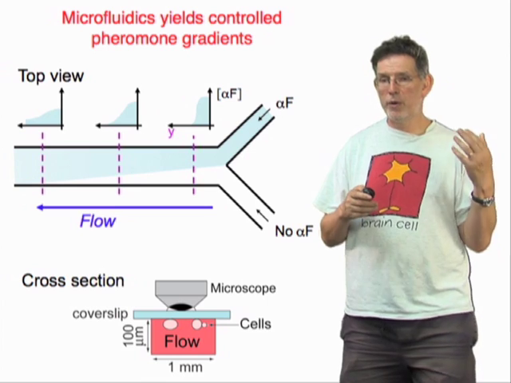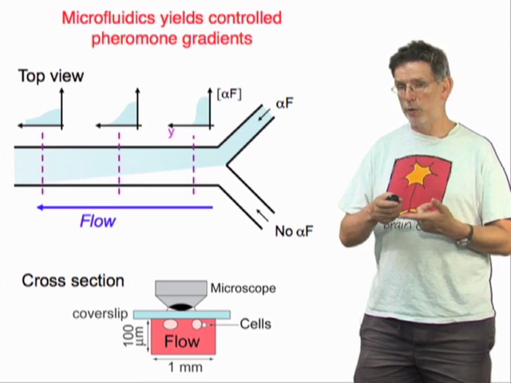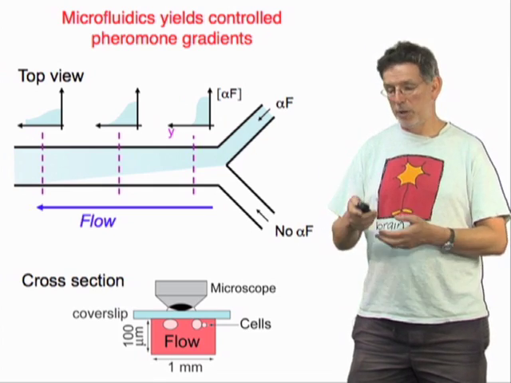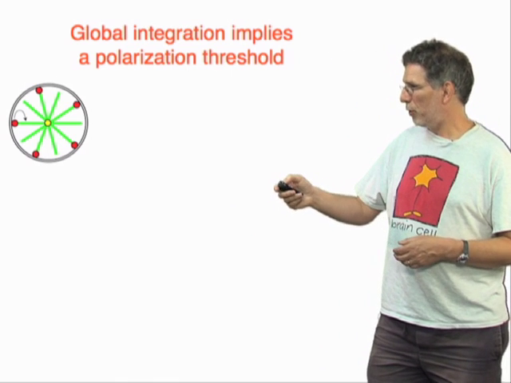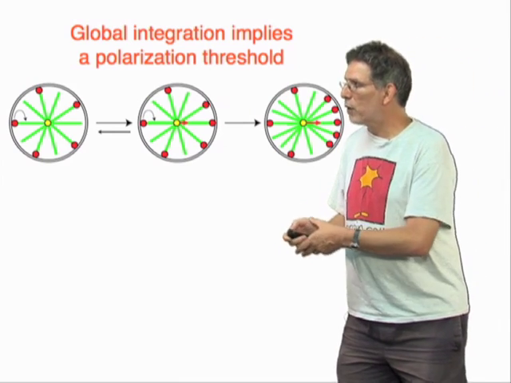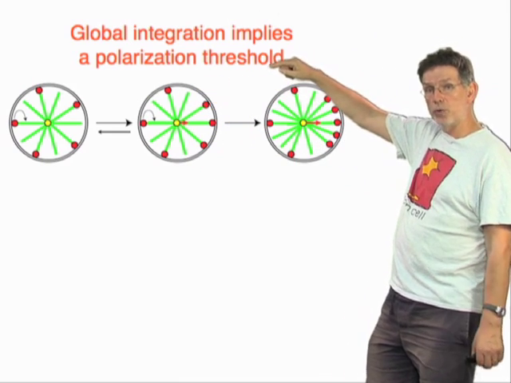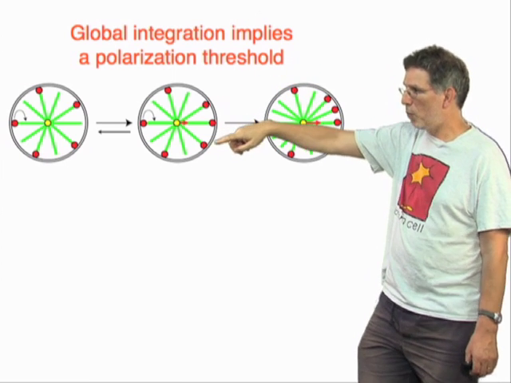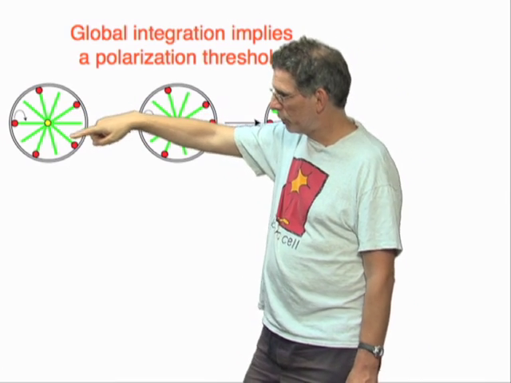And so what we're going to do now is we're going to monitor how accurately the cells detect gradients. So what I'm going to show you is, first of all, a graph that describes this. Then I'll show you a diagram. And then finally, I'll show you a movie. Okay? And before I show you the graph, I need to show you some pictures. And those describe the fact that global integration implies that there is a threshold for polarization, that above some critical concentration, cells can't polarize. And what that means is, remember the earlier diagram here, there's no net direction.